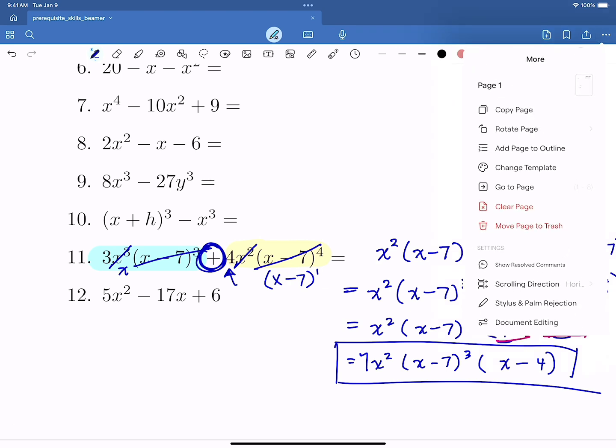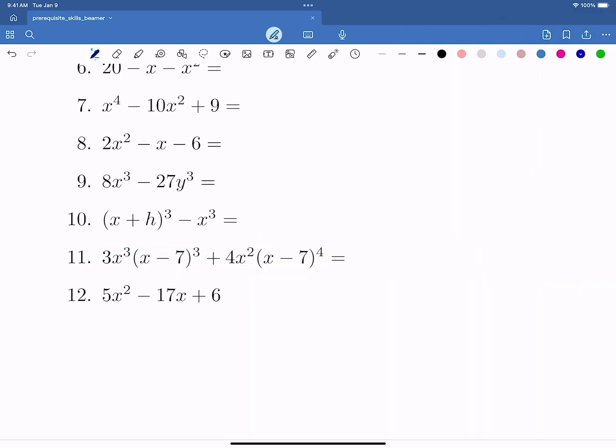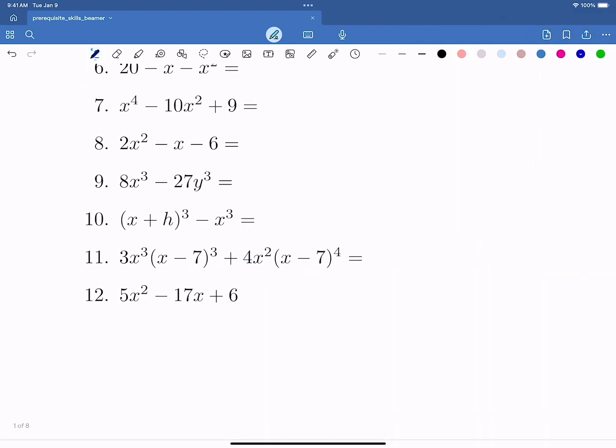And our last factoring problem, 5x squared minus 17x plus 6. I can just do my guess and check method here. To get 5x squared, that's got to be 1 times 5. There are no other integers that I can work with there. So it's going to be x and 5x. That's the only way I'm going to get 5x squared. Then for 6, it could be 1 times 6 or it could be 2 times 3.